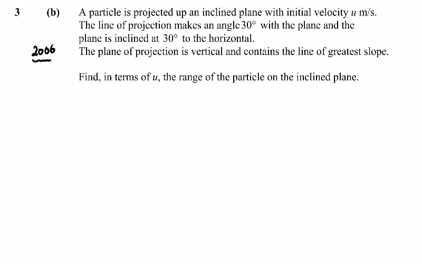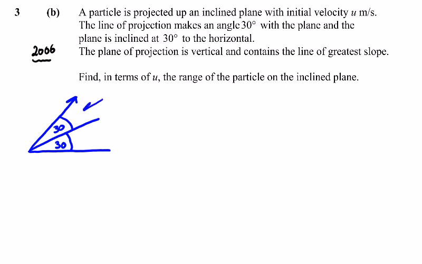2006 question 3, projectiles question on an inclined plane. So same diagram for all these questions. Your particle is projected up. We have a horizontal and we have an inclined plane. The line of projection makes an angle of 30 with the plane. That's in here. And the plane is inclined at 30 to the horizontal. So nice easy question in 2006.